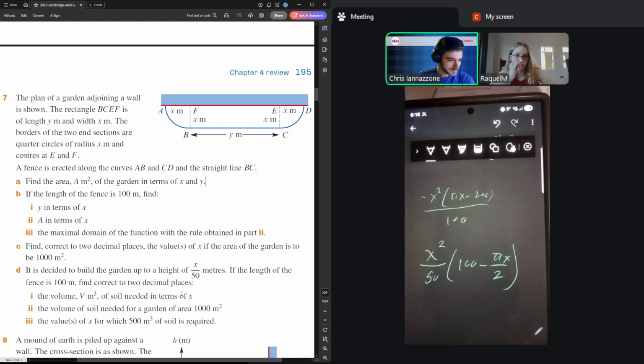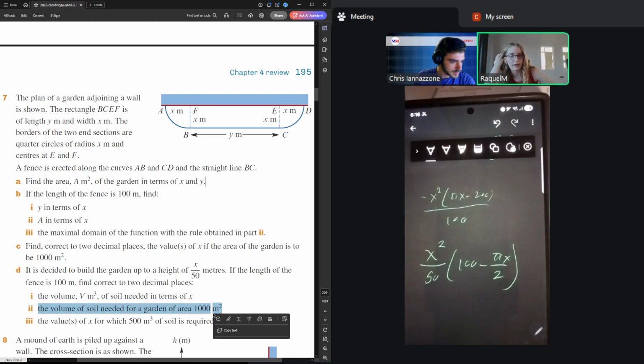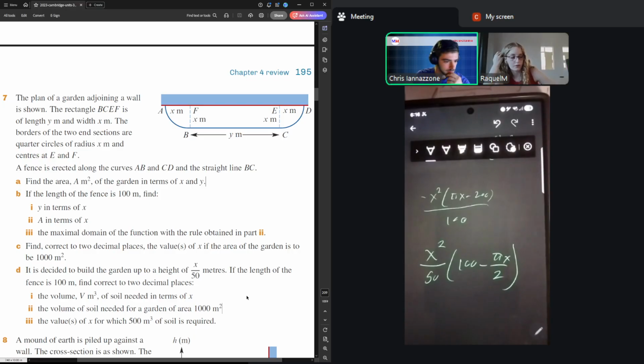So then for the volume of soil, would it be 20x? For this one, because if the area equated to 1,000, you would just multiply that by x on 50. Multiply that by x on 50, yeah.